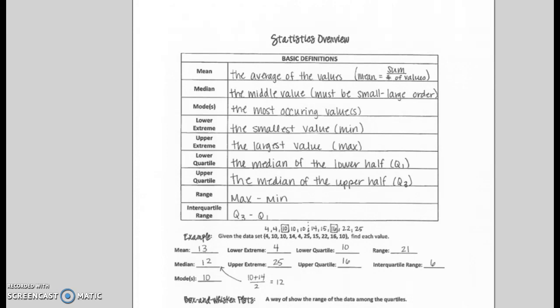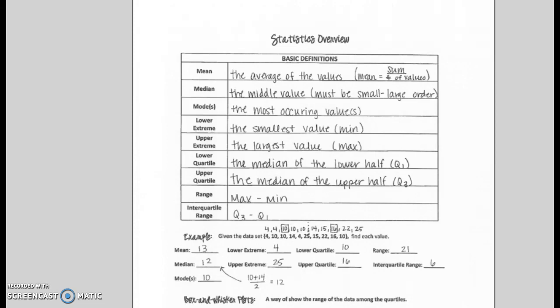Please do not leave a range as 10 to 20. While your numbers may range from 10 to 20, the range itself is only 10. It's the difference between the maximum and the minimum. Please remember that. And then you have your interquartile range, often abbreviated IQR. You're going to take your upper quartile, your Q3, and subtract your Q1 from that.